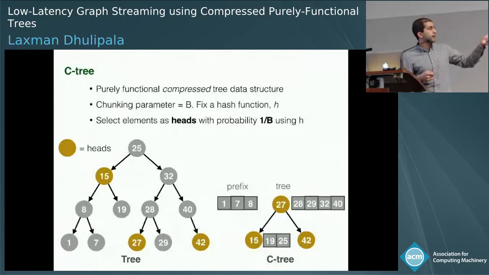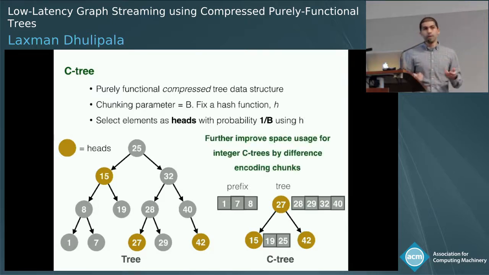Now notice that if we set this b parameter to be the size of a cache line, the expected size of these chunks is going to be a cache line. So if you're storing integers, you would set this b to be like the size of a cache line divided by 4, and you would get roughly a cache line worth of integers inside of each chunk in expectation.